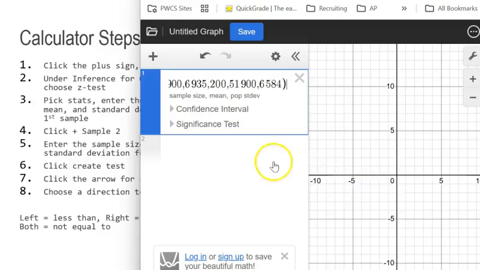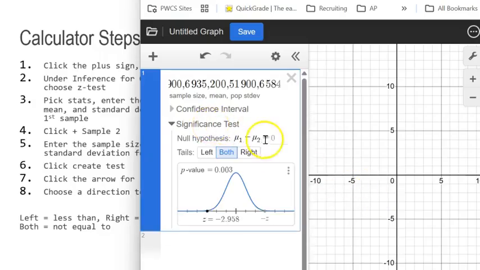All right, create our test, click significance test. This defaults to 0, and we're going to leave it as 0 because we're assuming for our null hypothesis that the two means are equal, which means that the difference between them would be 0. And then for tails, it's the same rules. Our alternative hypothesis was that mean 1 is less than mean 2, so we would pick the tail to the left. So our p-value would be 0.002.